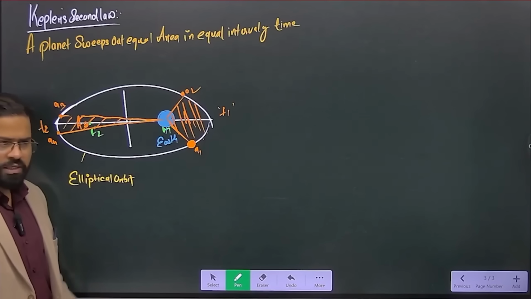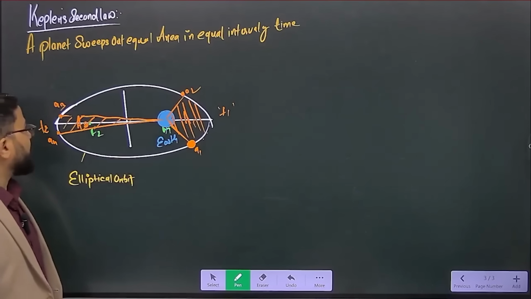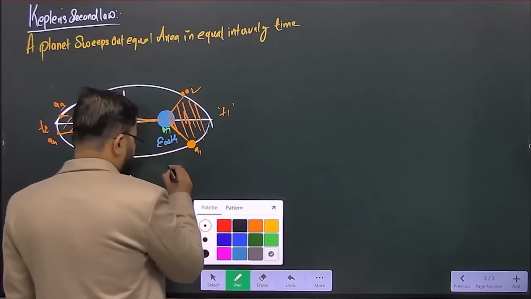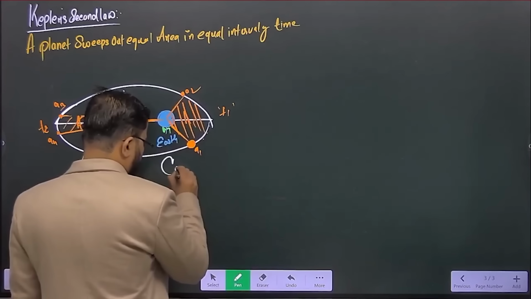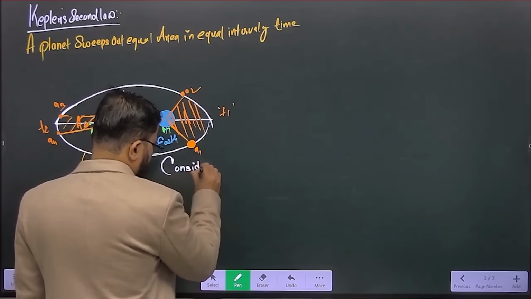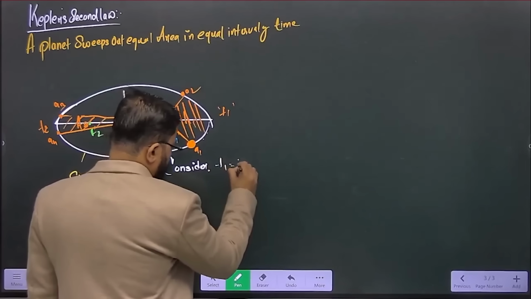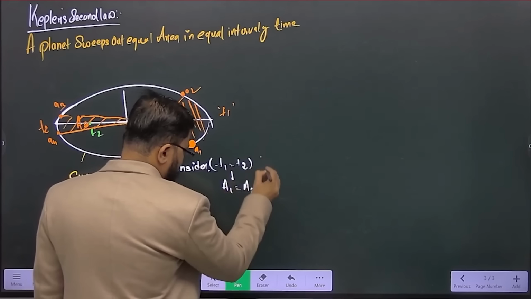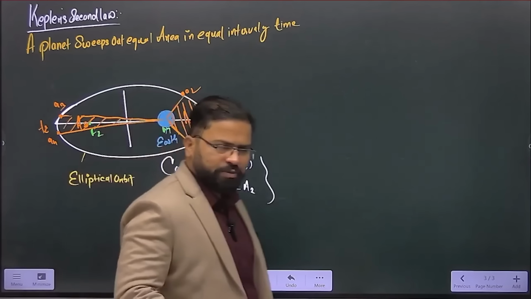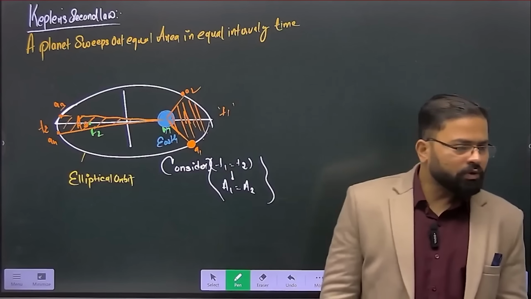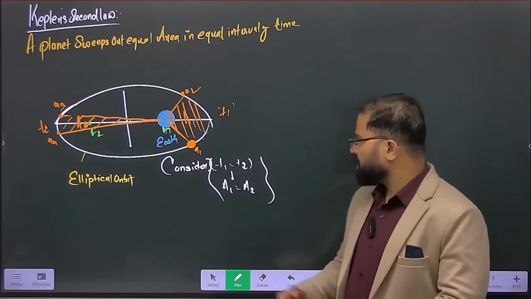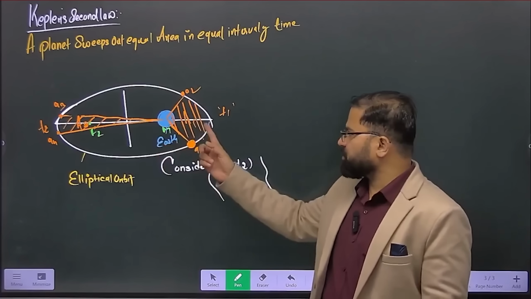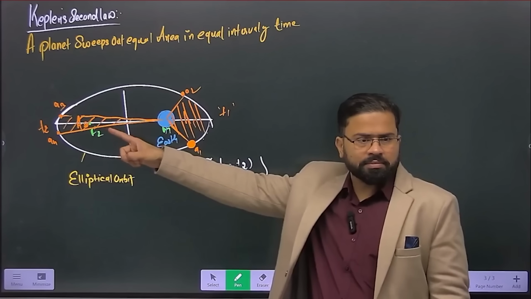Yes. Okay. What is the statement? A planet sweeps out equal area in equal intervals of time. That means if we consider time T1 equals T2, then obviously area A1 equals A2. It's written over there. Or, for the sake of simplicity, if area A1 equals A2, then time T1 equals T2.